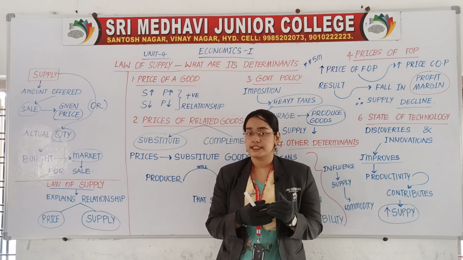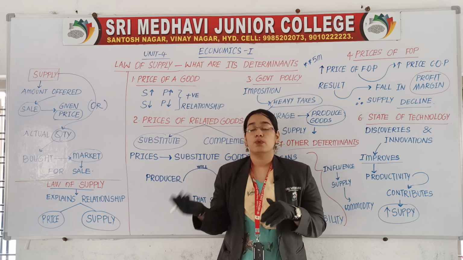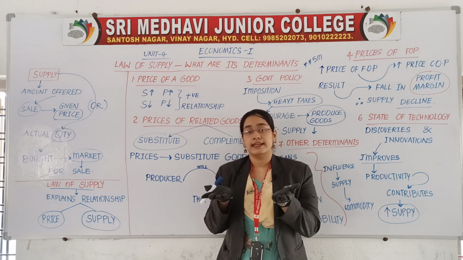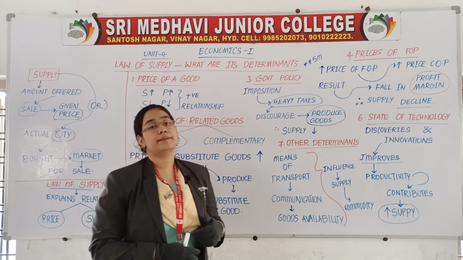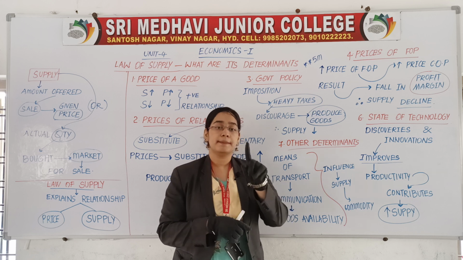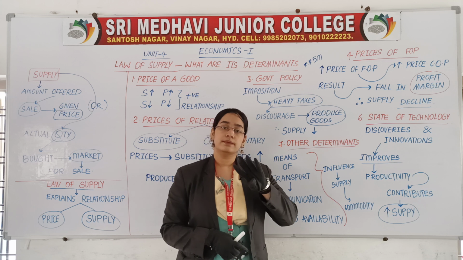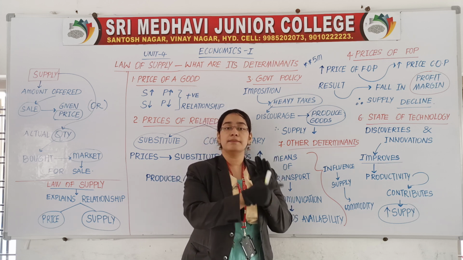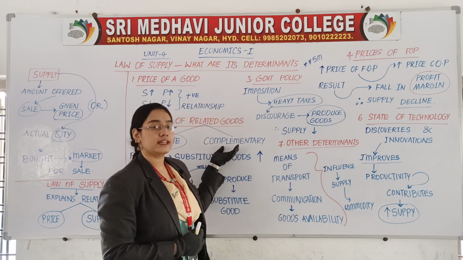If you are feeling thirsty, you can either drink water or a juice. So water is a substitute for juice. You can either drink water, you can either drink juice. Complementary means, for example, if you want to make a cup of tea, what things you require? Milk, a vessel, sugar, tea powder, etc. So just for making one thing, you require many other items. That is called complementary goods.